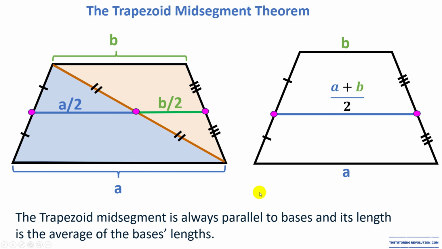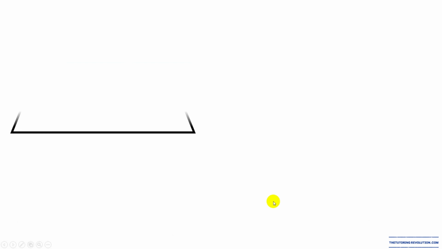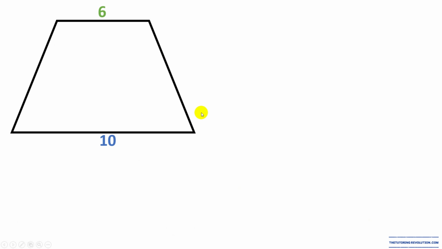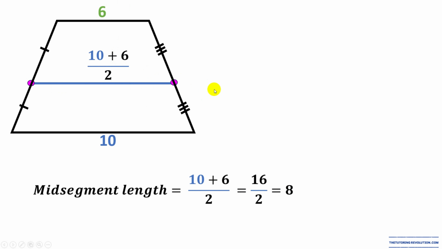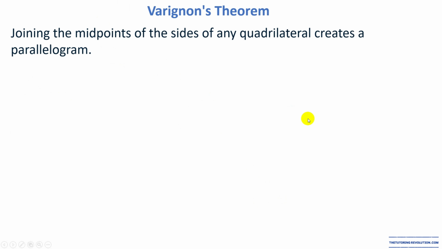All right? Okay. So in this problem, they give you a trapezoid and they give you the lengths of the two bases, 10 and 6. And they want you to calculate the length of the midsegment of the trapezoid. So it will be 10 plus 6 divided by 2, which is 16 divided by 2, which is 8. All right? Okay. Now let's go into Varignon's theorem.